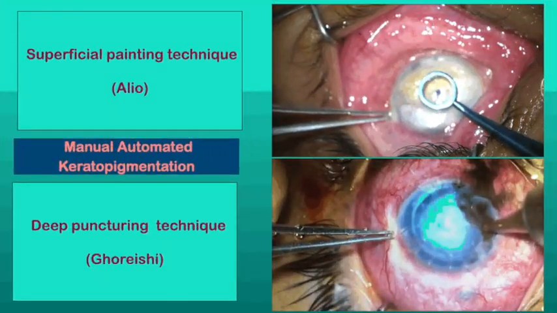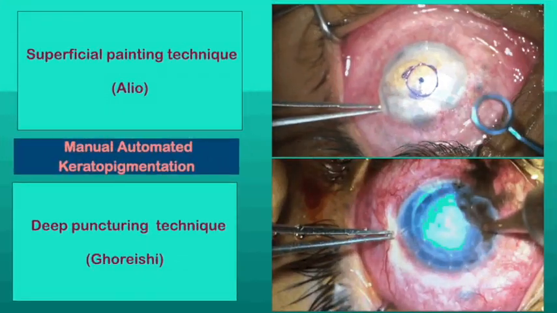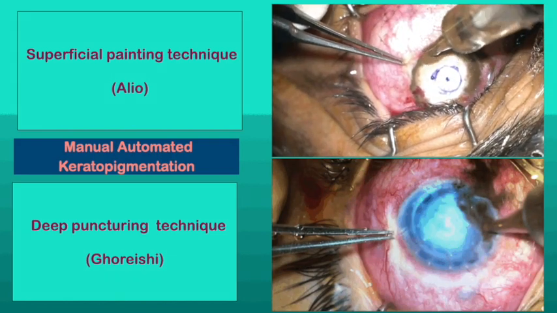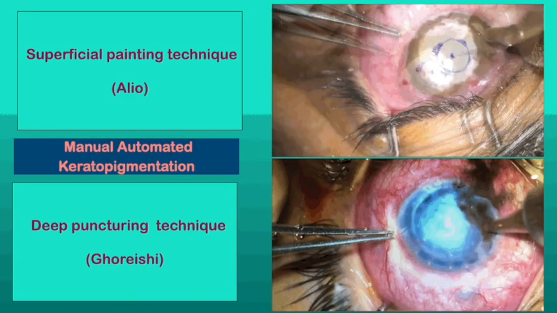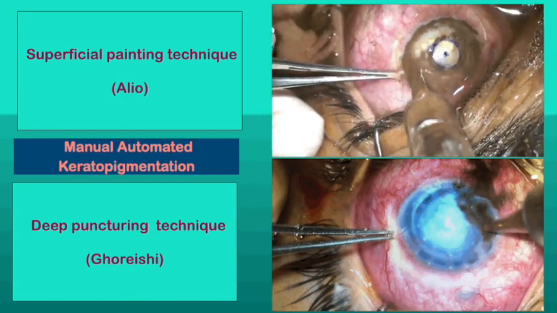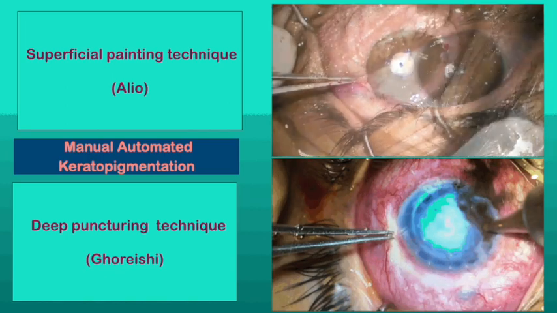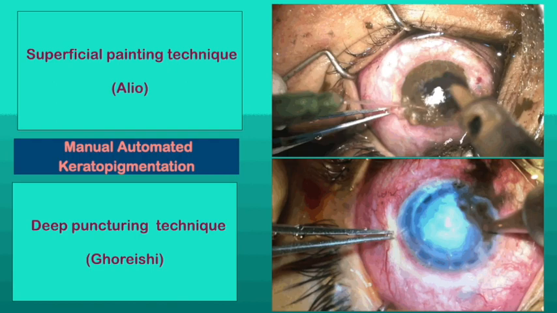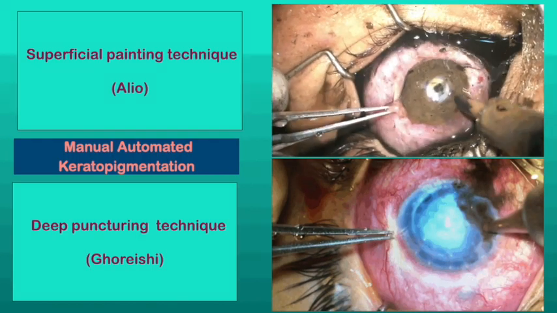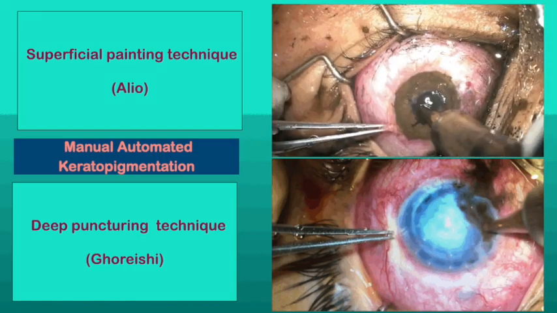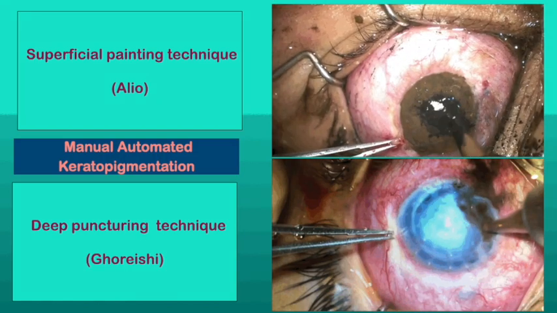Manual automated keratopigmentation. This technique itself can be performed by two main methods. Superficial painting technique is the original method that was developed by Dr. Alio. This is the most commonly used technique. After removing the epithelium, the superficial stromal layer is pigmented by painting and brushing, as shown in the video. When the peripheral cornea is pigmented with the desired color, the pupillary area is completed with black pigment.